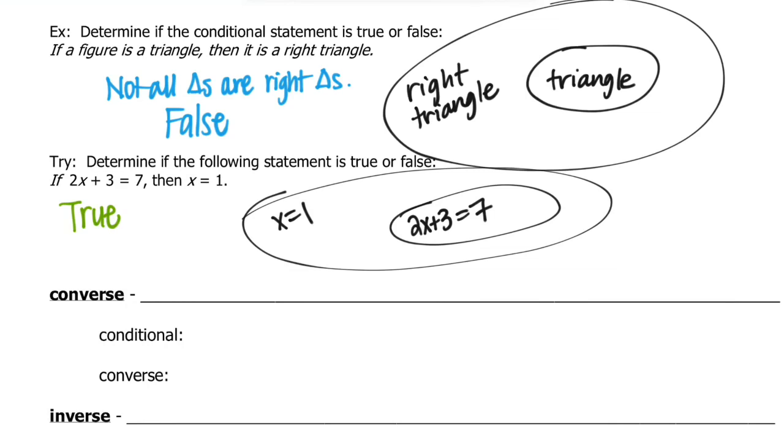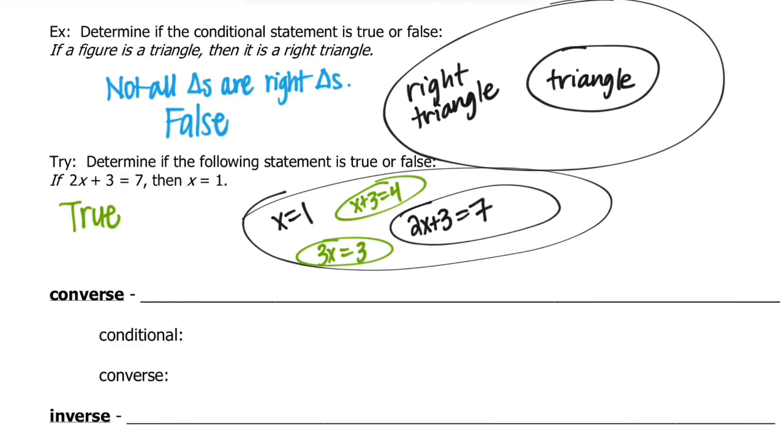Every time you have 2x plus 3 equals 7, you're going to get x equals 1, but it's not the only way to get x equals 1. So there's going to be lots of other circles. For instance, x plus 3 equals 4. That's another way that x could equal 1. So 3x equals 3. There you go. x equals 1. Lots of different ways that you could get to x equals 1, but if 2x plus 3 equals 7, then yes, x has to equal 1.